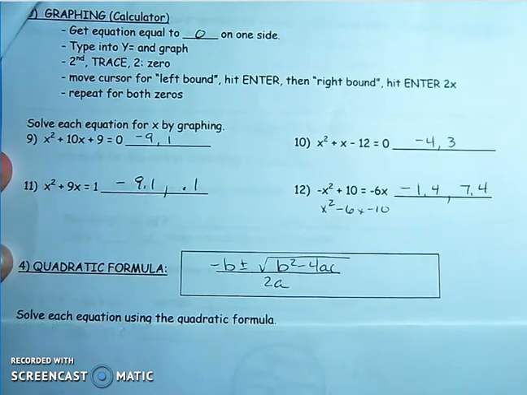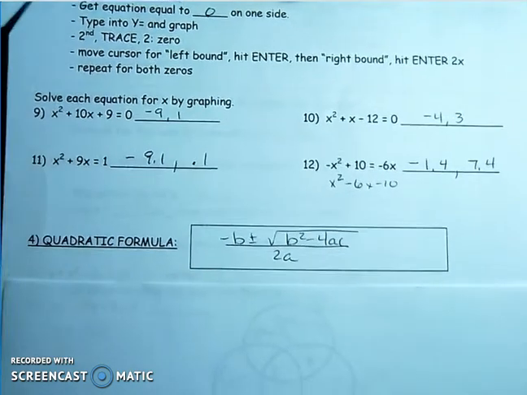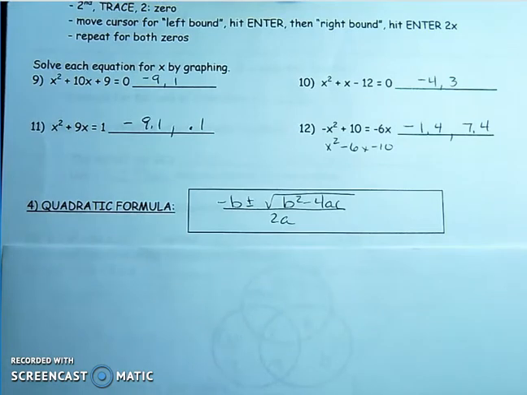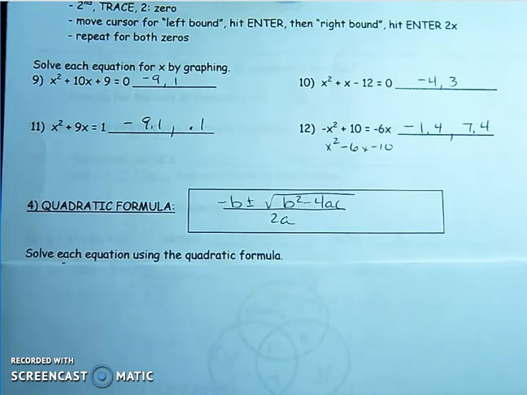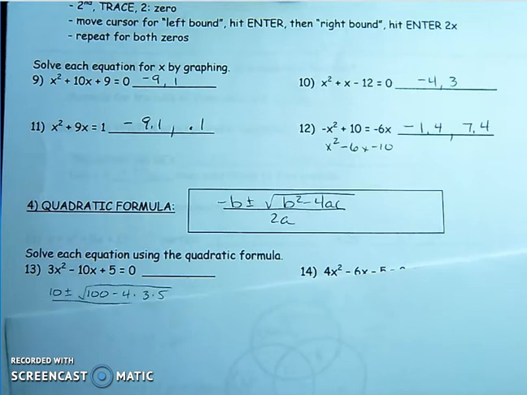The next is the quadratic formula. We talked about it at the beginning of the lesson, but now we're actually going to use it. Remember, our equations are ax squared plus bx plus c. So that's where our a and our b and our c come from. And we're going to solve each using the quadratic formula. We're going to do this first one together, and then I'm going to let you try some on your own.